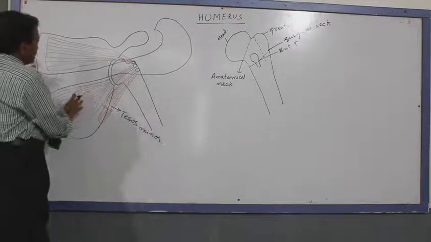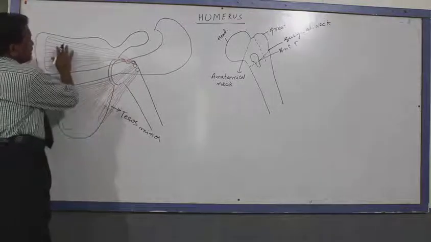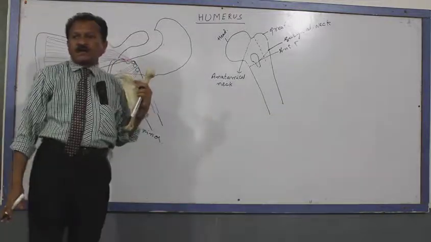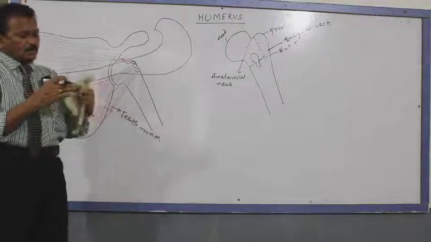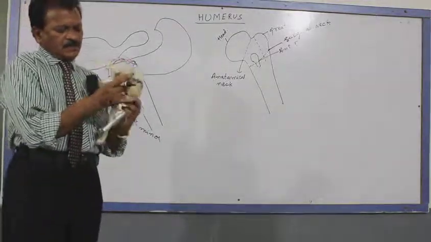Once again, listen to the attachment here: the attachment on the superior surface of the greater tubercle of the humerus. So this is the greater tubercle of the humerus.